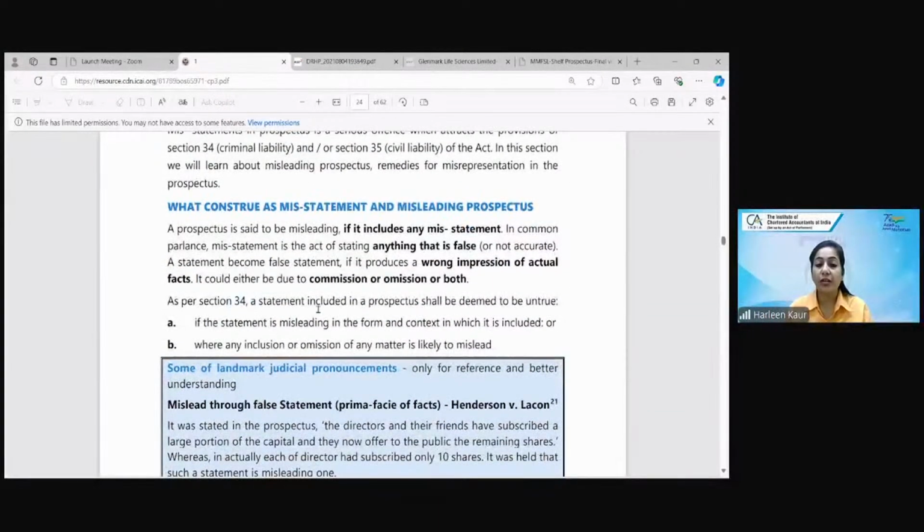Now, as per section 34, a statement included in a prospectus shall be deemed to be untrue if the statement is misleading and the inclusion or omission of matter is likely to mislead. Means either you have made a misleading statement, you have given a wrong statement, you have included any untrue statement, or you have given a statement in which either you have included something which is misleading or you have not included something.